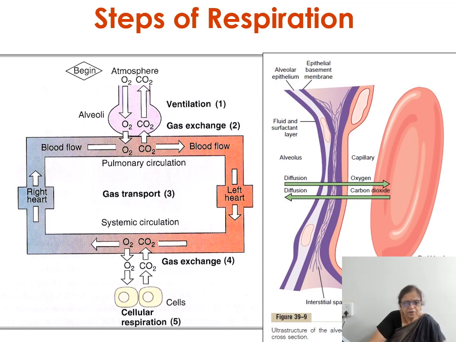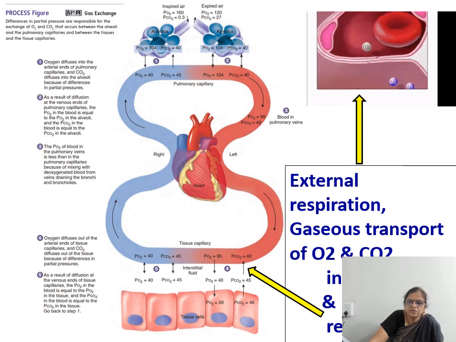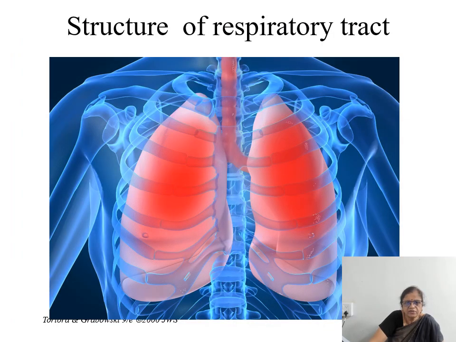So this is about external respiration, this is about internal respiration, this is about transport of oxygen, this is about the transport of carbon dioxide here. In this animation, oxygen is diffusing in, and simultaneously carbon dioxide is released. Oxygen and carbon dioxide transport we are going to explain in detail in separate individual classes.